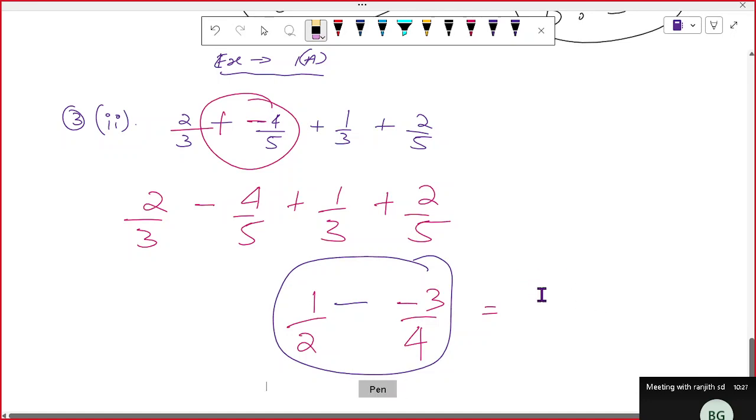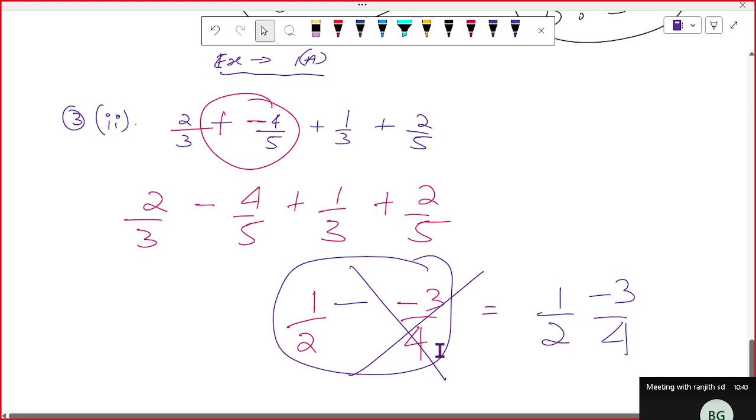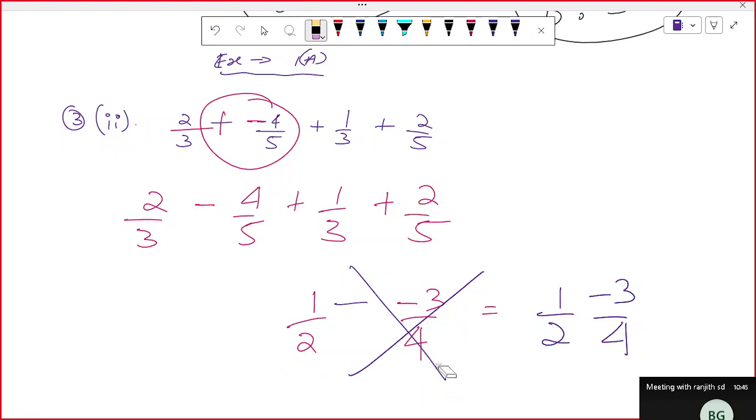Sir, in this question, I asked you which one to ignore. Blue color. Okay, if I ignore blue color, what should I write? 1 by 2 minus 3 by 4. This is wrong. Okay, what is minus into minus? Plus. If you ignore, you'll get the wrong answer. Understood?